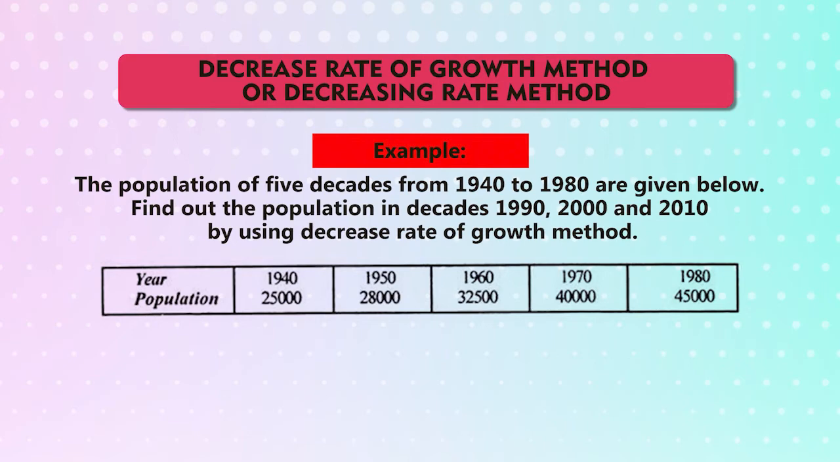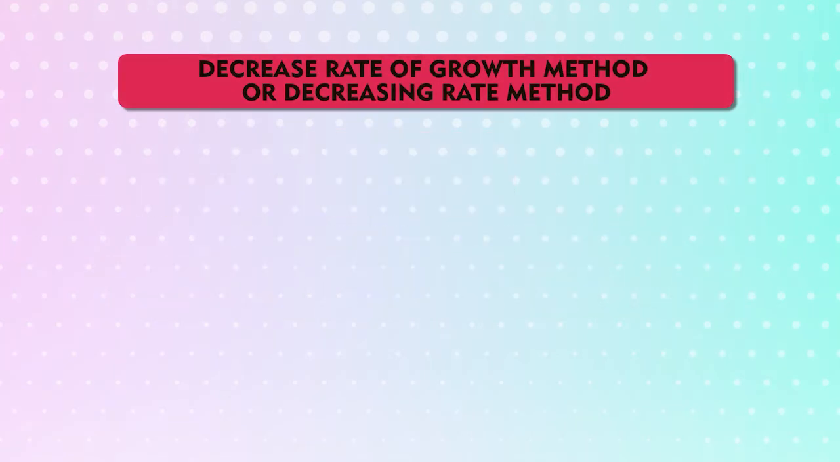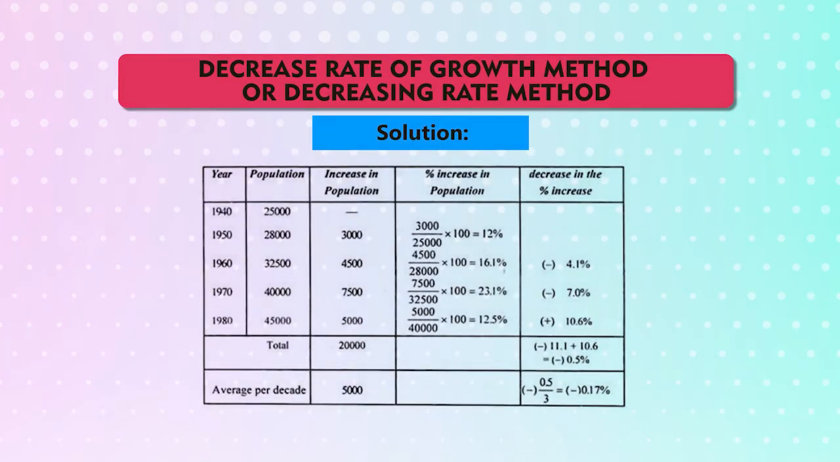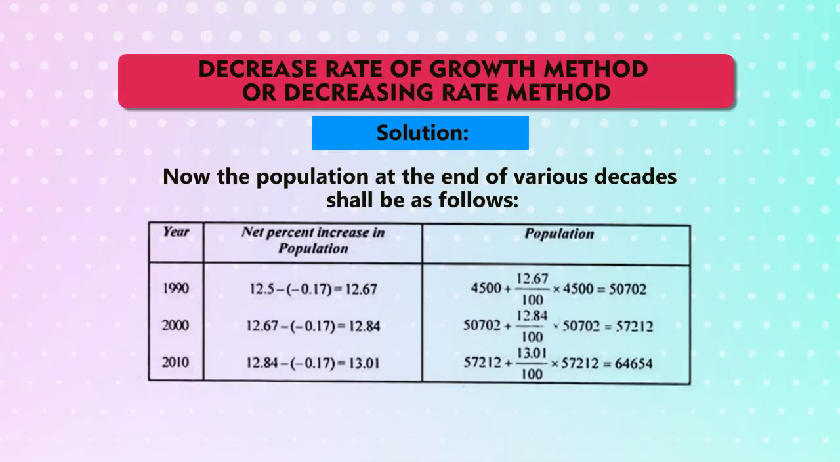Now another example. Population is given from 1940 to 1980, and we have to calculate the population for 1990, 2000 and 2010. So in a similar way, we calculate all the percentage increases in population, then the decrease in the percentage increase, and the average of that. Now we put the value for 1990. The net percentage increase in population is 12.67.